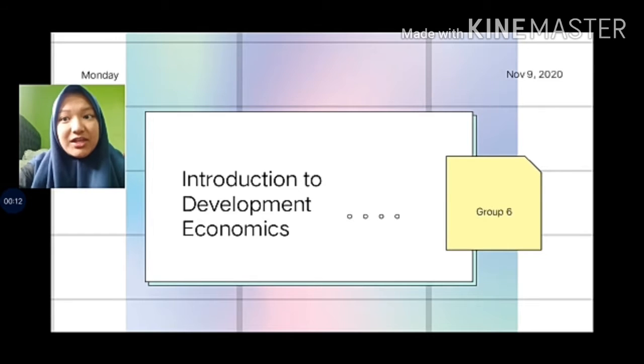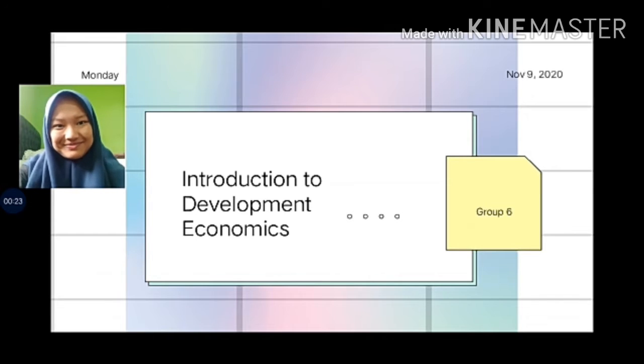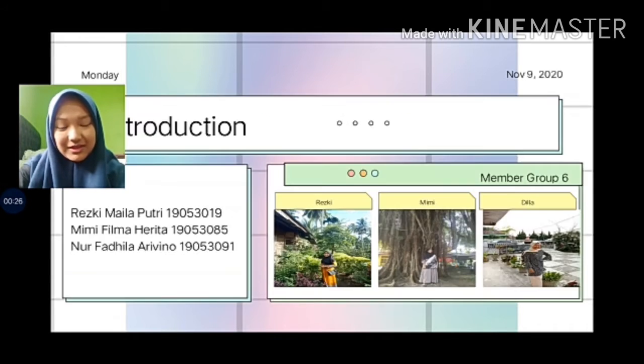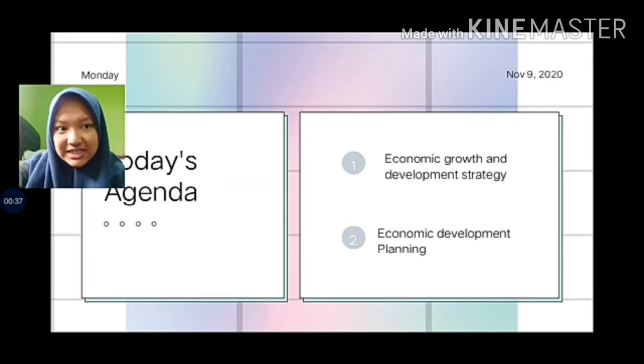This time, we come from Group 6. We'll broadcast a video introduction to develop economic material. Before that, I will introduce the members of Group 6. Our members are Rezki Maila Putri, Mimi Filma Herita, and me, Nur Fadhila Arivino. Our material is Economic Growth and Development Strategy and, the last, Economic Development Planning.